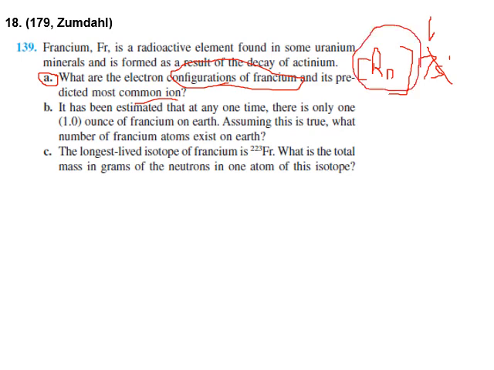Now let's go to the harder part, B. It has been estimated that at one time there's only 1 ounce of francium. So how many atoms of francium would be there? So you do this in 2 steps. For B, you first of all have to use your conversion factor to go from ounces to grams. So whatever it is, you multiply 1 ounce times your conversion factor, which it takes forever to do this.